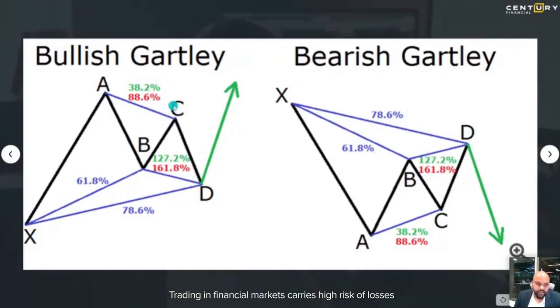Now you just need to wait for the D to happen. Now the D can happen in two ways. You measure B to C, you measure this entire height between B to C. It should come down till 127 or 161.8 of B to C, or X to A should come to 78.6. So if B to C and X to A converge with point D, the probability of this price going in your favor becomes 80 to 85% probable.